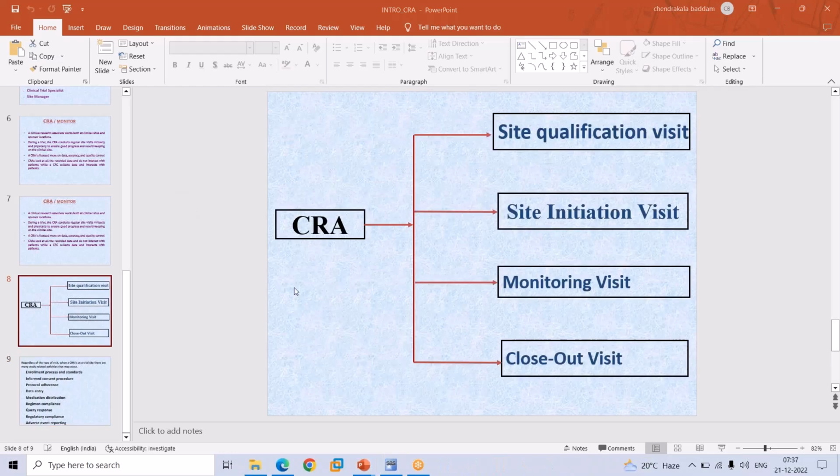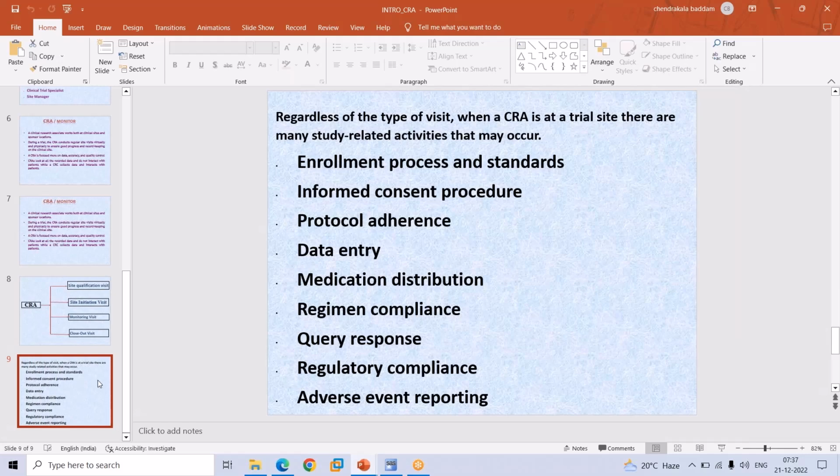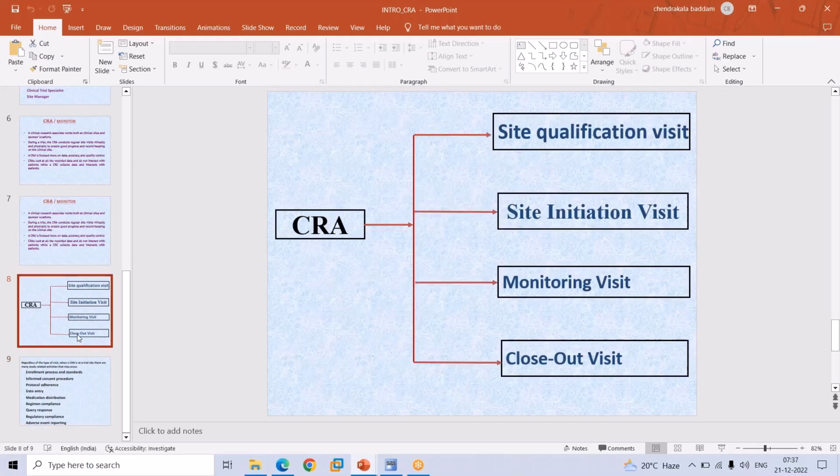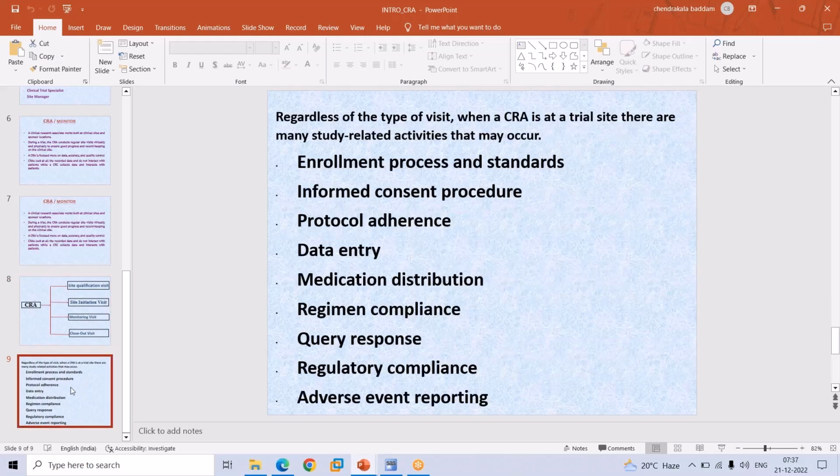Good evening, all of you. Last class we discussed the CRA activities. That means what exactly the CRA checks when he is at the site, regardless of the type of visit. We just listed the types of visits; we didn't discuss them in detail. Regardless of the type of visit, what does the CRA check at the site? They check a lot of study-related activities at the site. We discussed all these activities in detail in the last class.